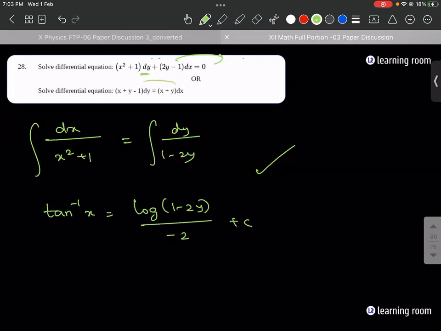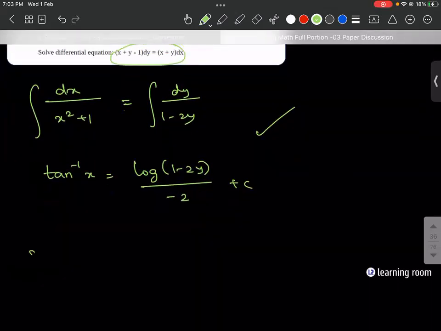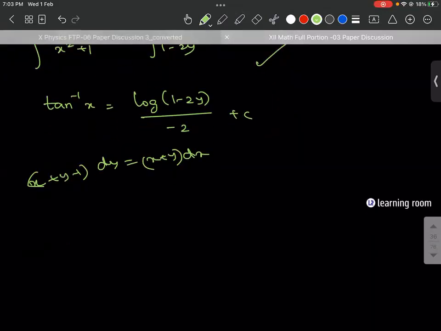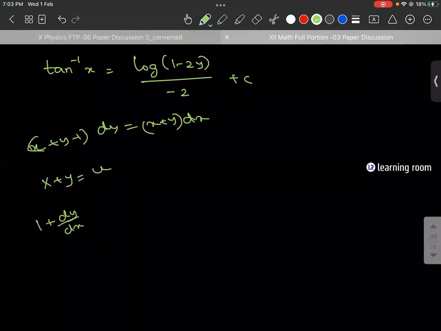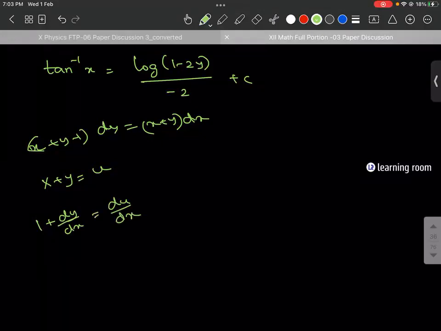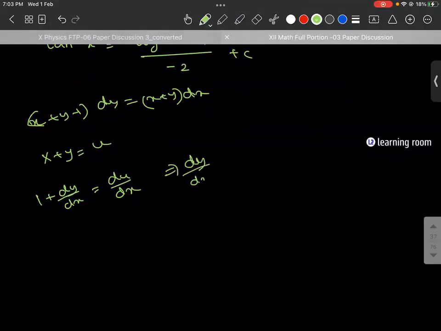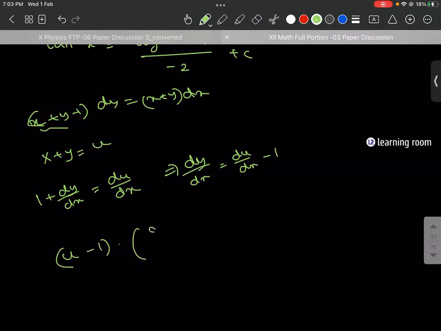Okay. Solve the differential equation, this one. (x plus y minus 1) into dy is equal to (x plus y) into dx. So what we can do is we'll put x plus y is equal to some function u and then proceed. So 1 plus dy by dx is equal to du by dx, which implies dy by dx is equal to du by dx minus 1. So x plus y is u, minus 1 into (du by dx minus 1) is equal to u.